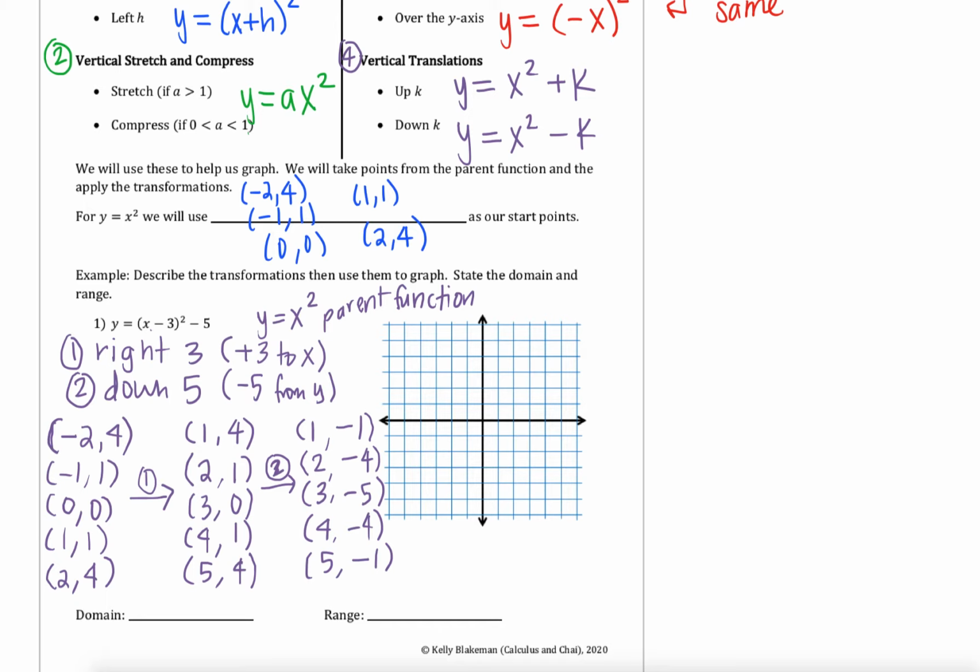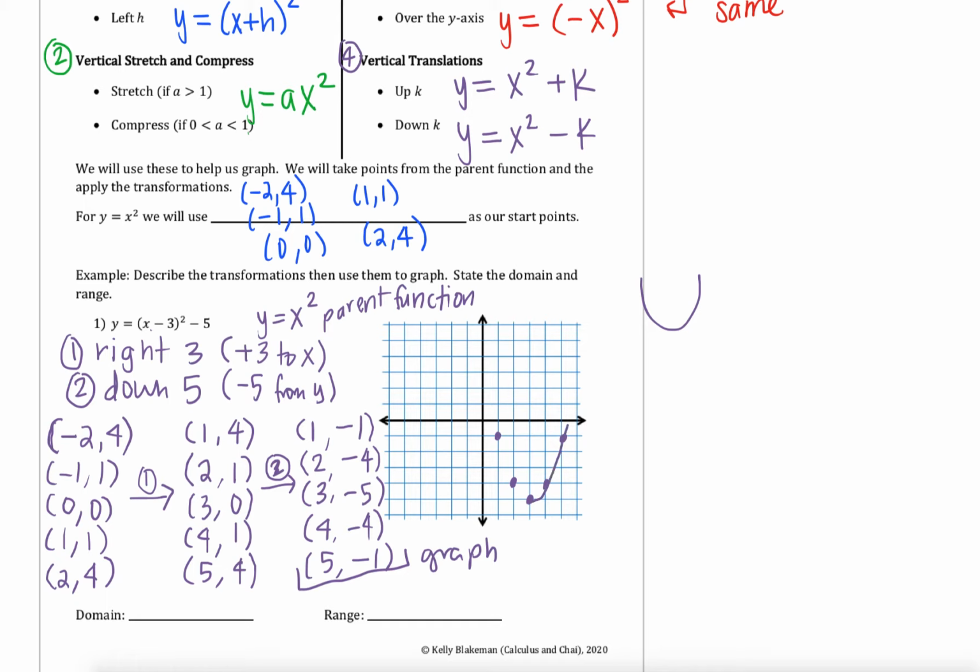Now that we've applied both of our transformations, we're going to graph these final points. We want to keep in mind that since our parent function is y equals x squared, we should be getting a U-shaped graph. So when we plot these, we want to make sure we're not connecting them with straight lines, but getting a nice smooth curve. As we plot these points, we're at (1, -1), (2, -4), (3, -5), then (4, -4), and (5, -1). So we can see that U-shaped curve that we could connect together.